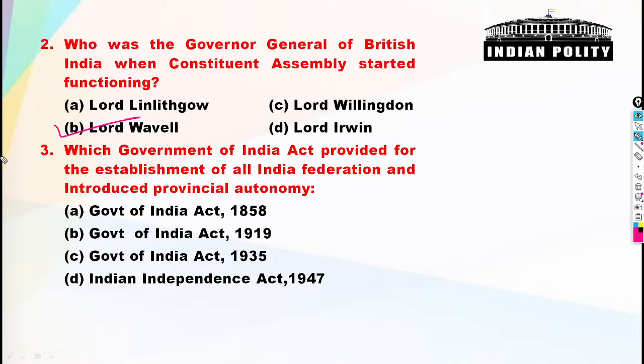Which Government of India Act provided for the establishment of the All India Federation and introduced provincial autonomy? 1935. C. Okay, number 3 is C, number 2 is B.